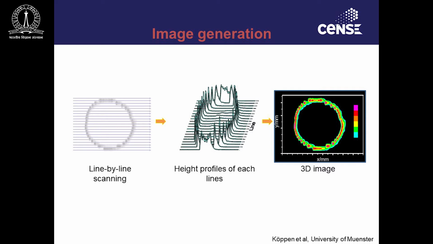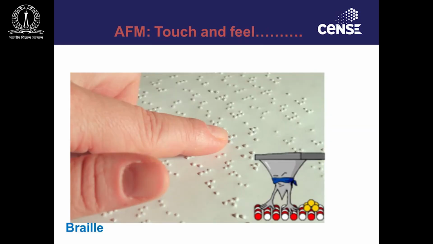And by doing that, it is able to generate height profiles of each line, something like this, for everything. This is all put together by the computer, and with the help of the software, it is able to give us a pseudo scale image. And every color here will have a meaning, and this meaning is taken from the scale bar given over here.